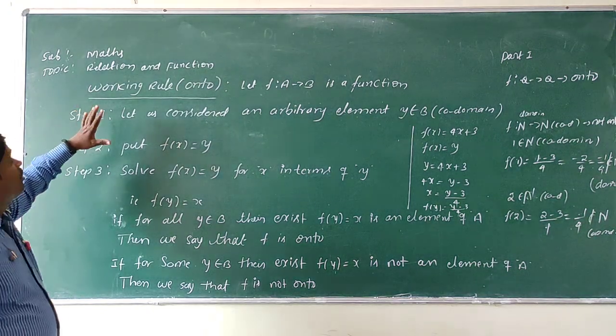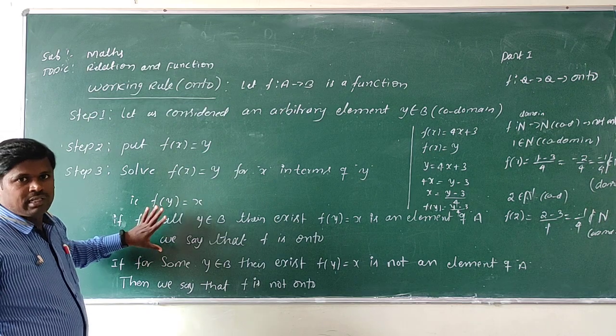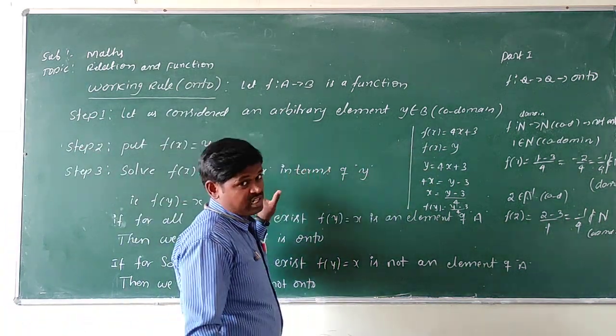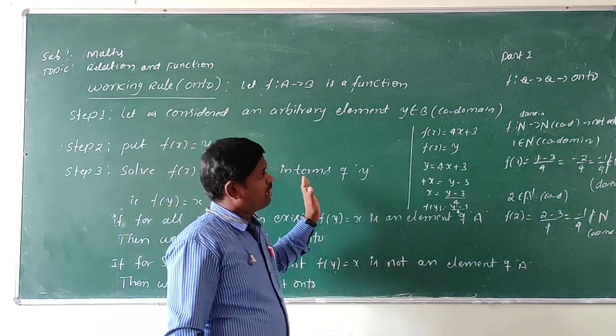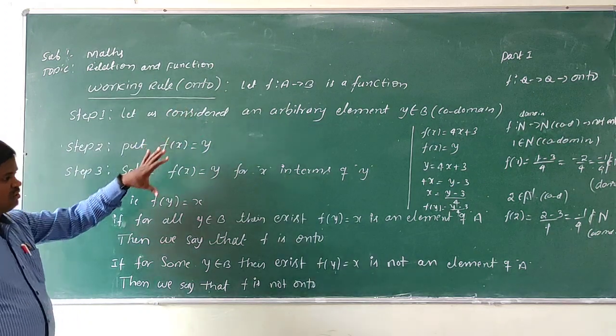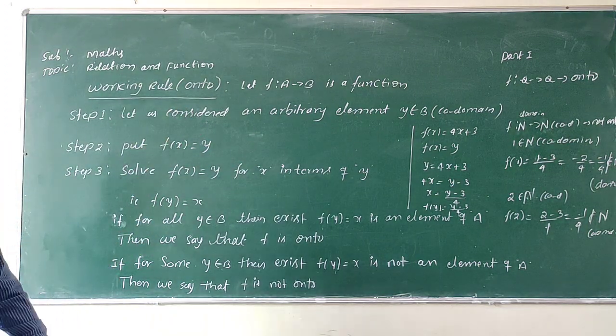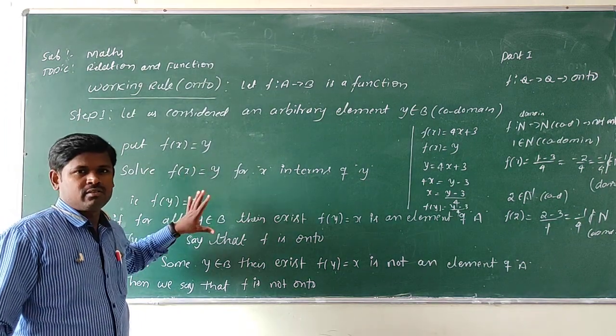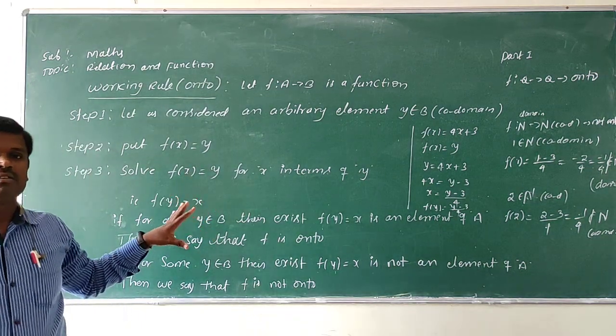Just write down the working rule only. This is just for explanation of the working rule, and I am going to solve the same problem in the next one. First write the working rule. It is better to take a screenshot, then it is very easy to write.